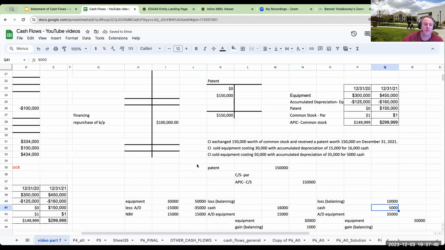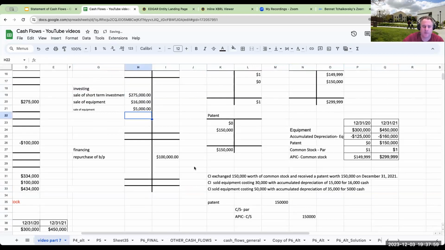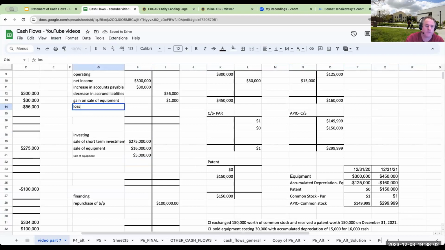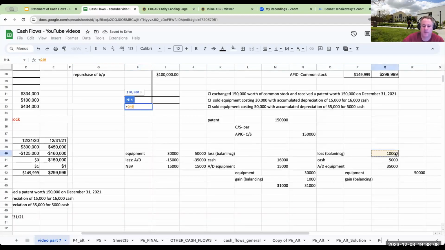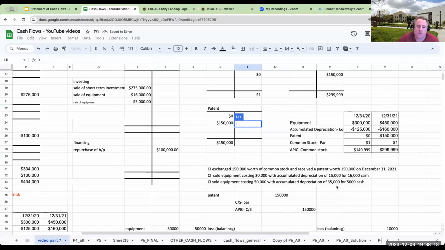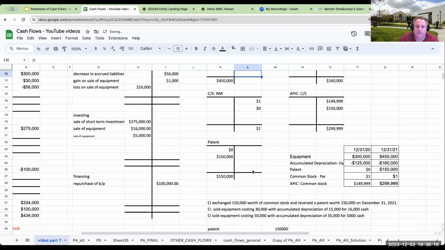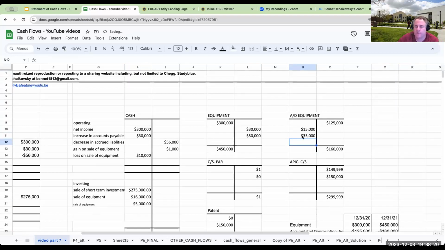Over here, the sale of equipment. This is going to basically be 5,000 cash. I'm going to have a loss on sale of equipment. Over here, my loss on sale of equipment will basically be 10,000. Over here, I am crediting equipment 50. And I'm debiting accumulated depreciation on equipment for 35.